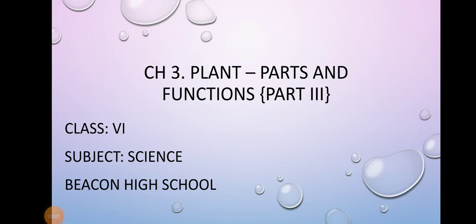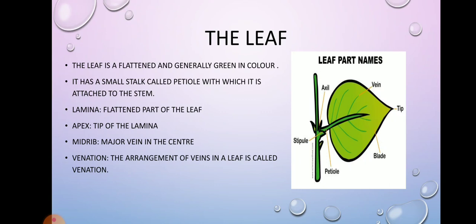We are back with our third part of the same chapter, plant parts and functions, in which we are going to talk about the next part of the plant, that is the leaf. Now the leaf is flattened and generally green in color. Of course, you all find a leaf generally green in color. There are other leaves which may be of some other color, reddish, or some shaded colors. So these are the leaves which are found around us, but we generally find green leaves.